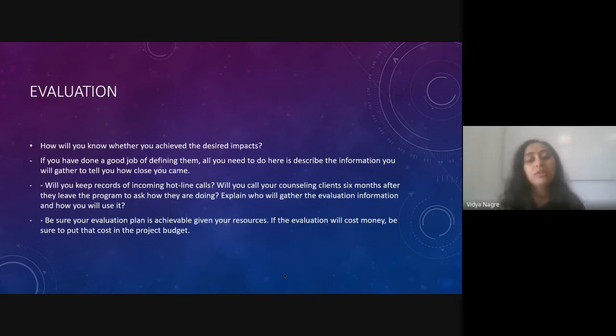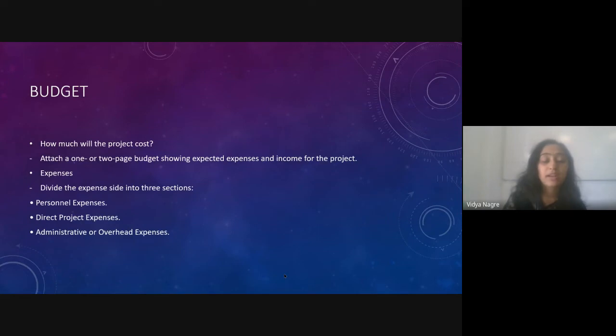So overall, your structure of your plan. So mind's eye technique. So everything that should be like a blueprint, just that has to come into color. You have to put it in this way. Be sure your evaluation plan is achievable given your resources. If the evaluation will cost money, be sure to put the cost in the project budget right now.